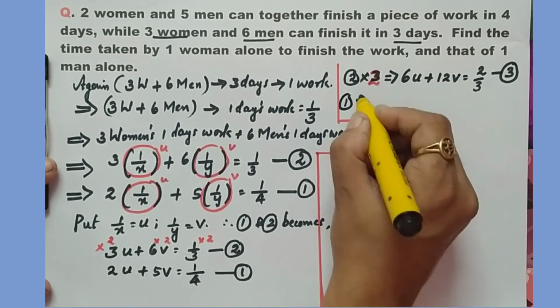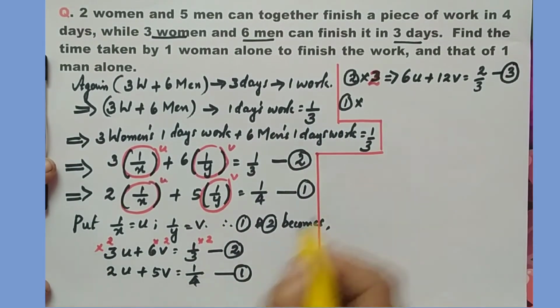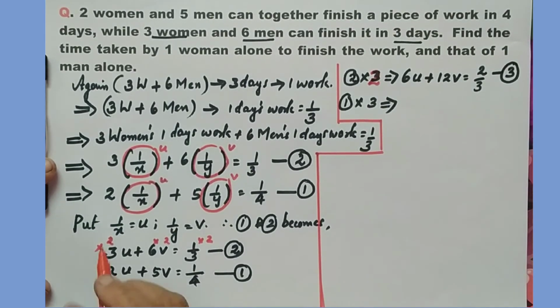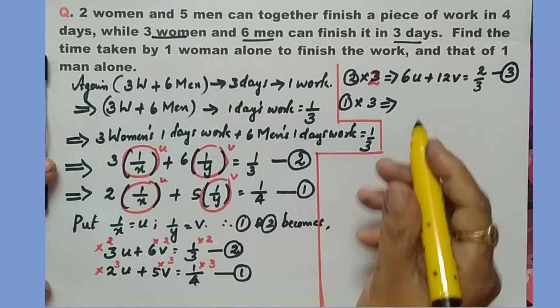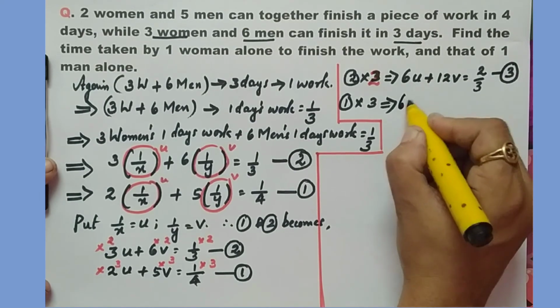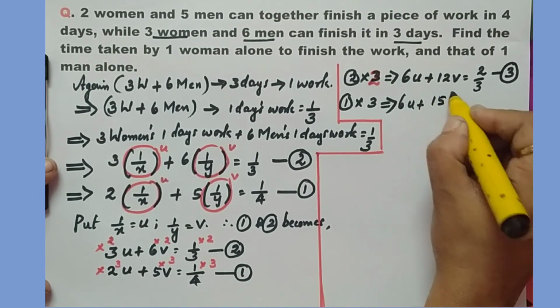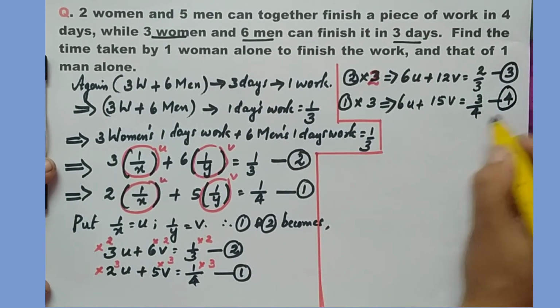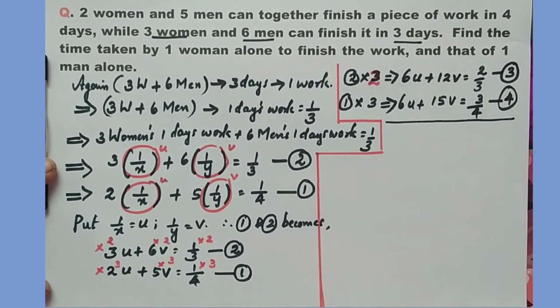Equation 1, I am going to multiply with a 3. Multiplying with a 3 means that here you need to multiply with a 3, here you need to multiply with a 3, here also you need to multiply with a 3. So that 3 into 2 is 6u plus 15v equals 3 by 4. This is your equation number 4. Now I am going to solve these two equations.